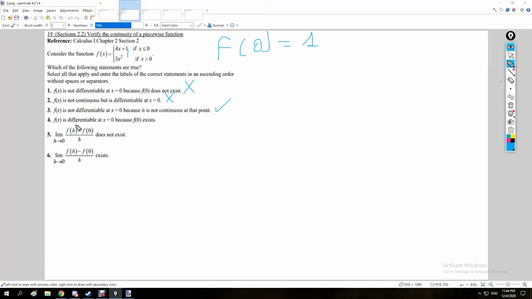Statement number 4 says that f of x is differentiable, so it's wrong. And statement number 5 says that f of x is not differentiable, which is correct. Statement number 6 says that f of x is differentiable at the point, which is wrong. So the correct answer here is 3, 5.